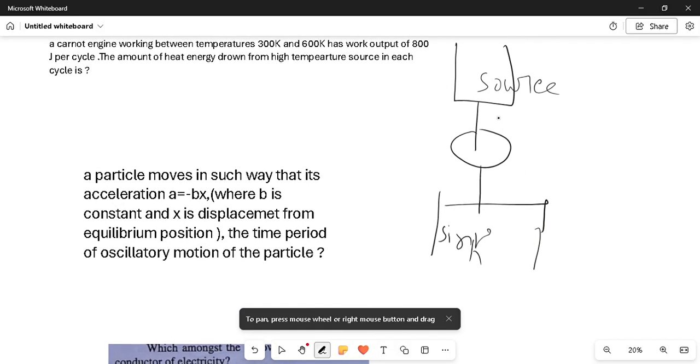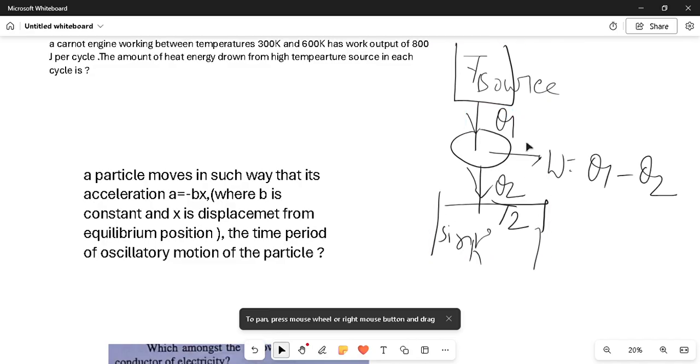This is Q2, this is T1, this is T2. The temperature of the source is T1, the temperature of the sink is T2, and the machine works W equal to Q1 minus Q2. Good, this is the Carnot engine. Q1 is heat drawn from the high temperature source and Q2 is heat that flows to the sink. The work done by the engine is Q1 minus Q2.